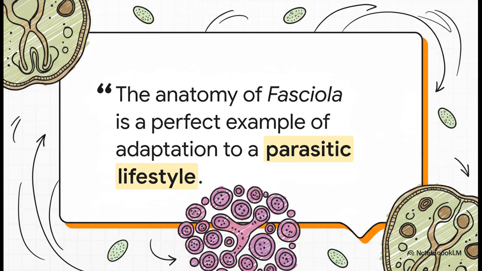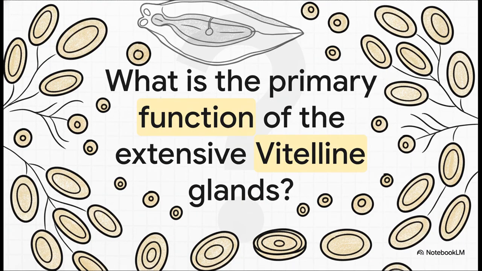Every single feature we looked at is a perfect adaptation to its parasitic lifestyle, from the suckers that hold it in place, to the simple gut, to that enormous reproductive system. Its entire body is basically a highly efficient machine designed for one purpose, to absorb nutrients and produce a massive number of eggs.